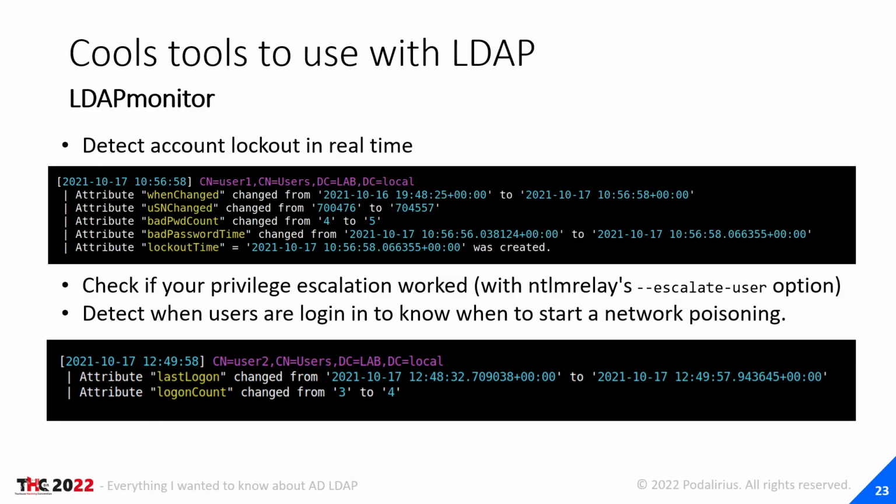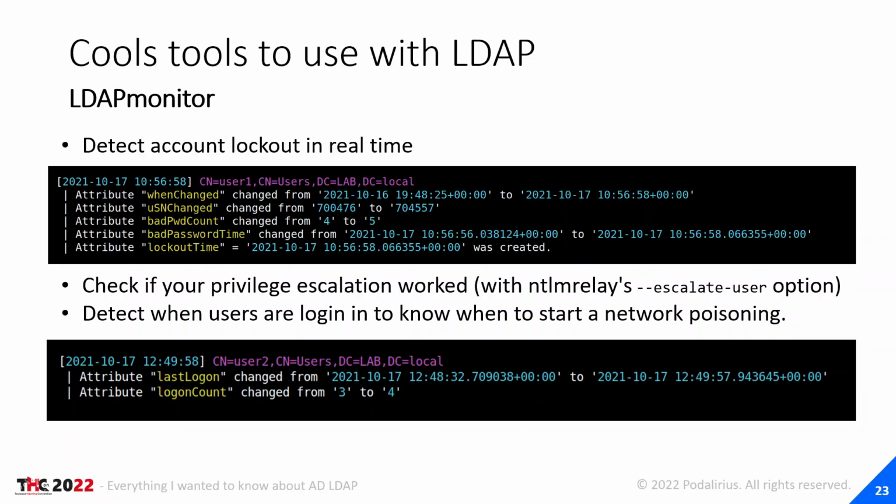So here are a few cases where LDAP Monitor can be useful. The first one is to detect account lockout in real time. For example, if you are doing a pen test, you want to monitor whenever you are doing brute forcing to see if you are not locking out accounts. And LDAP Monitor can help you with this because if you are locking a user, you will have the new attributes bad password time and lockout time, which will be added, and you will see lockout time set to when the account is locked out.